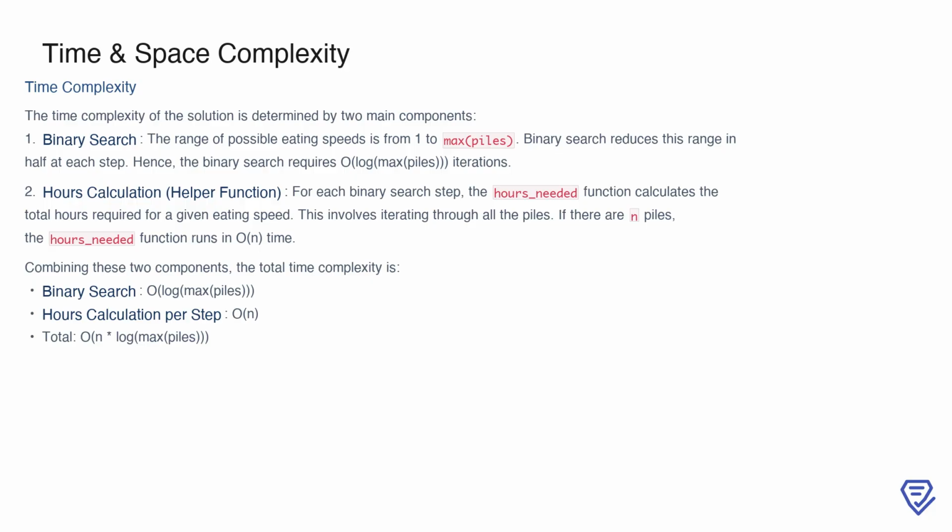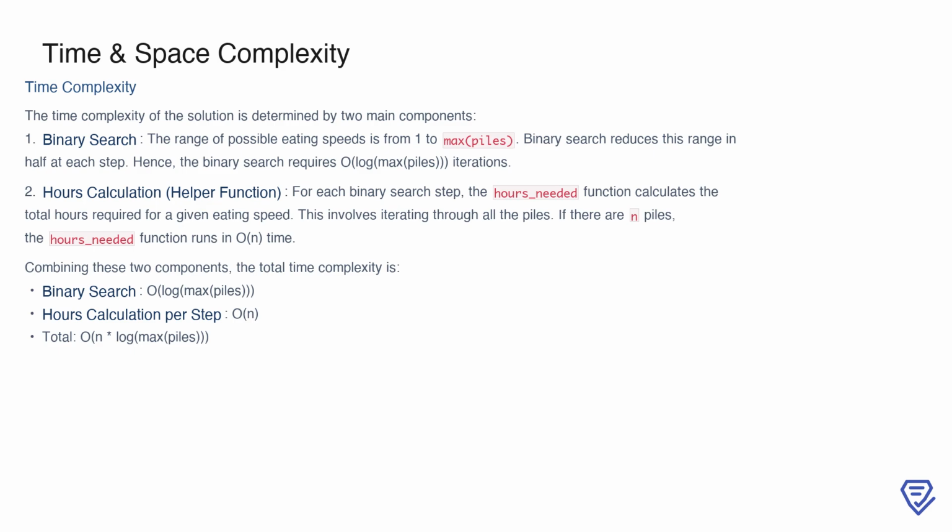First, the binary search process, which determines the optimal eating speed. The range of possible speeds extends from 1 to the maximum pile size, and binary search systematically halves this range at each step. This gives us a time complexity of O(log max(piles)) for the binary search.